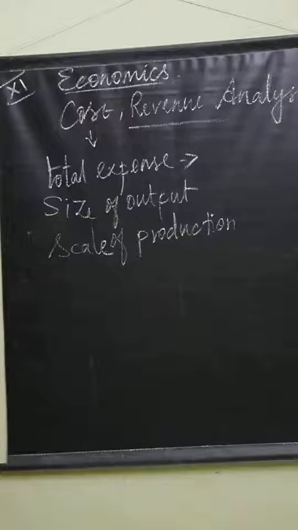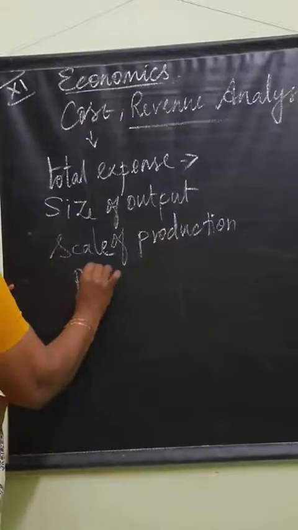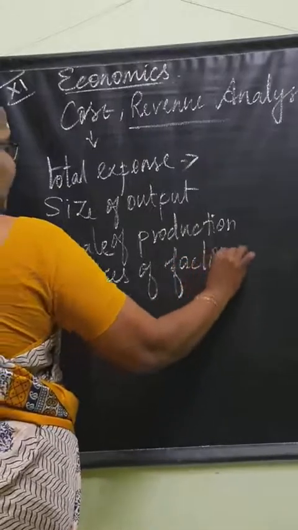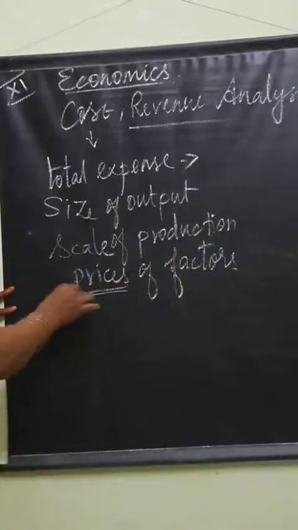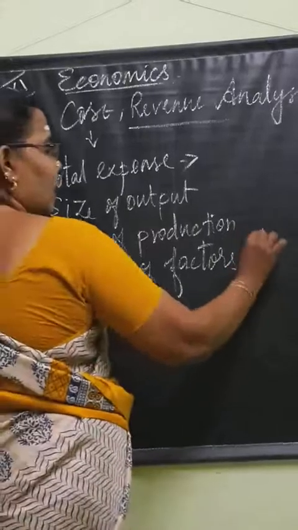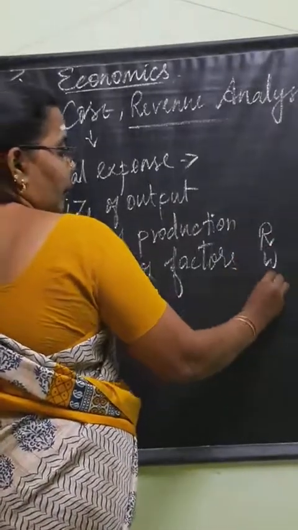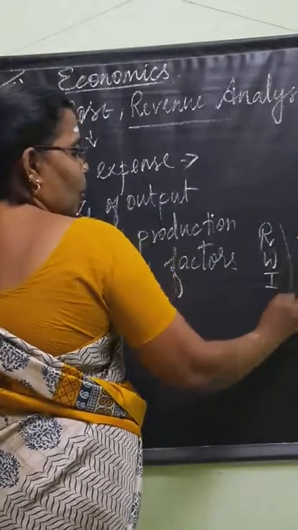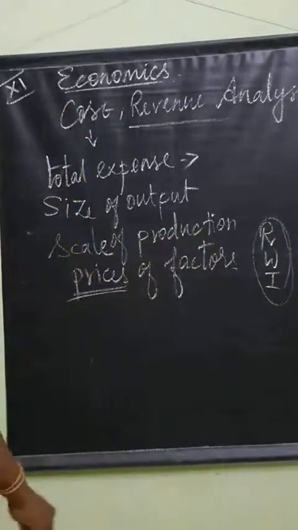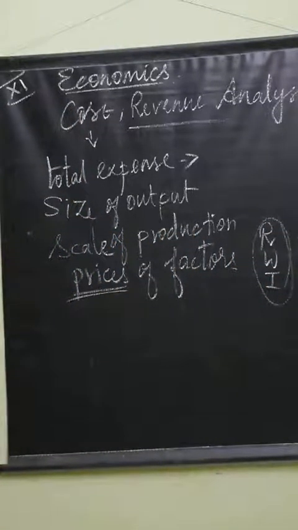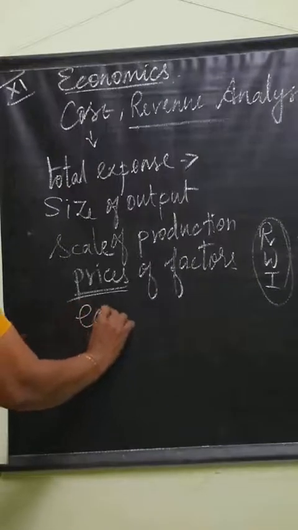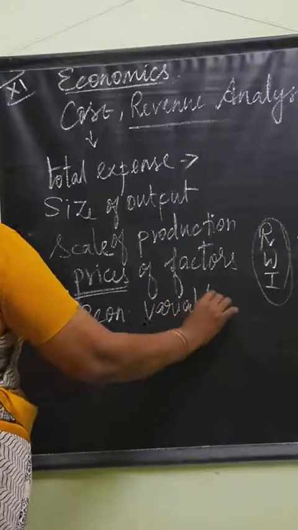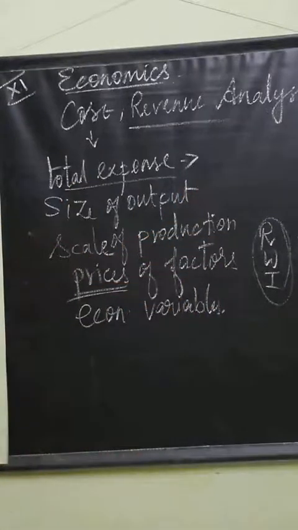And also prices of factors. Already we have studied the 4 factors, isn't it? Land, labor, capital and entrepreneur. So we are paying the price for the factors. For the land we are paying rent. For the labor we are paying wage. For the capital we are giving interest. Entrepreneur will get profit or loss. So all the prices of the factors, and also the economic variables, are the factors that determine the total expense or cost of a production.